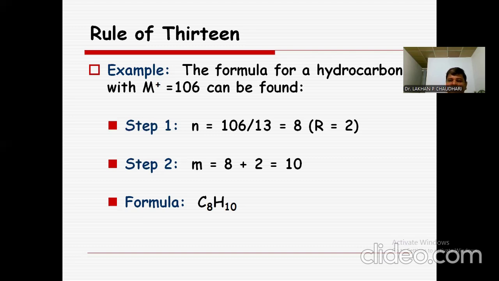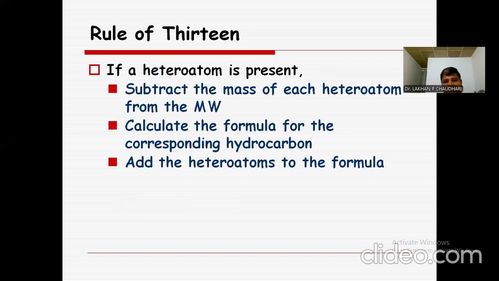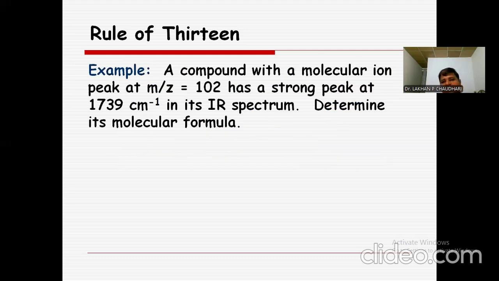But what if there is a heteroatom present? When a heteroatom is present, we subtract the mass of each heteroatom from the molecular weight, and then calculate the formula for the corresponding hydrocarbon. Then we add the heteroatoms in the formula and replace the carbon and hydrogen. How can we do that? We can understand it again with a simple example.